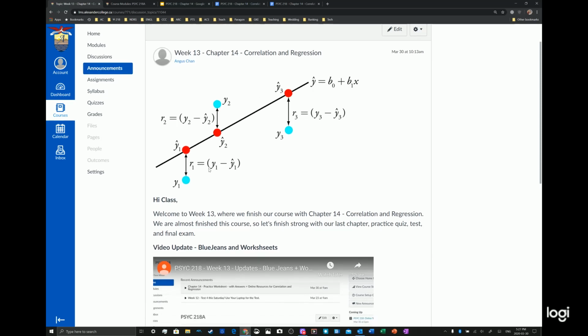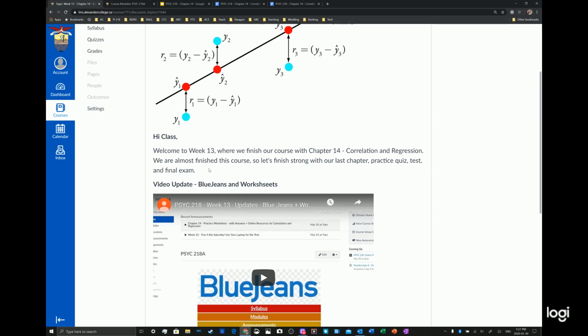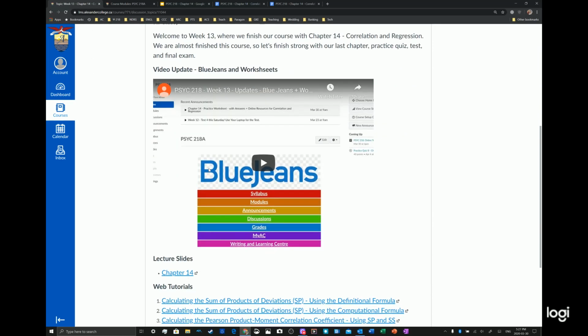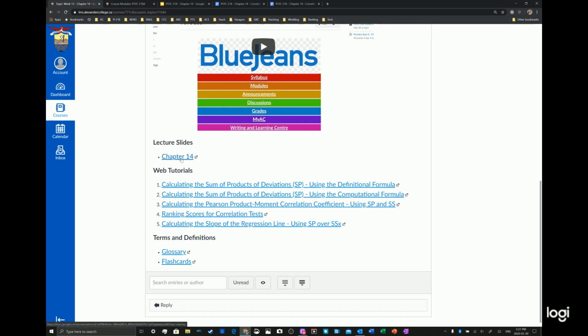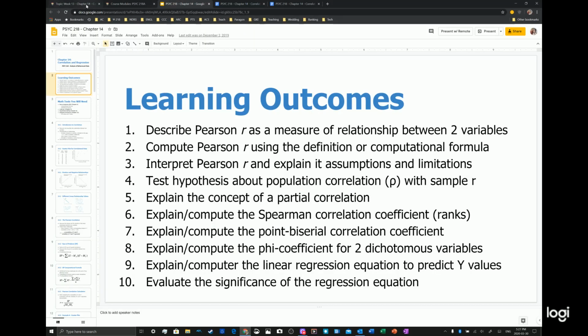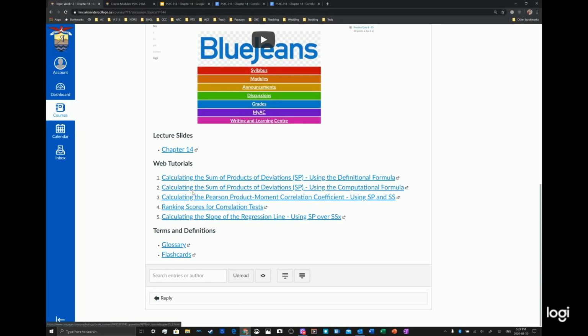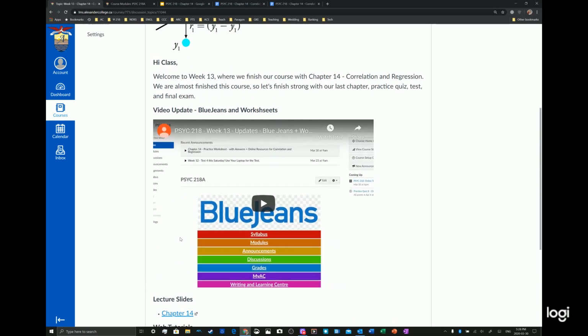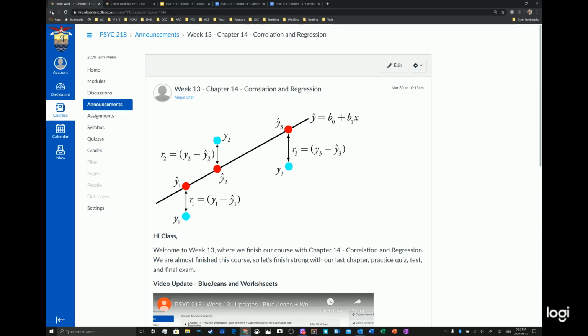If you read on in the announcement, it tells you, hey class, let's finish our course with Chapter 14. It's got our video update, and we have the lecture slides, which you're seeing right here, along with the web tutorials, which you would use in either Microsoft's Edge, which is its Internet Explorer, or if you're using an Apple machine, use Safari. Chrome doesn't support Flash, so you're going to need to use Microsoft Edge or Safari. And then the glossary and flashcards work on any browser. So that's your first announcement.